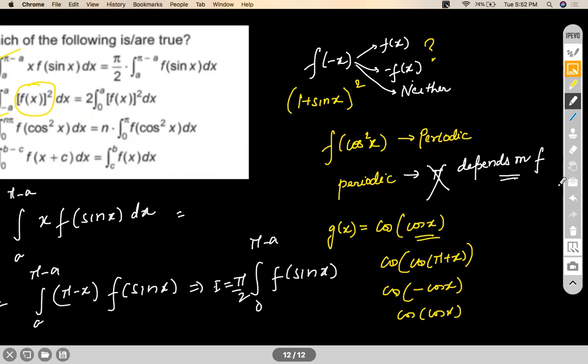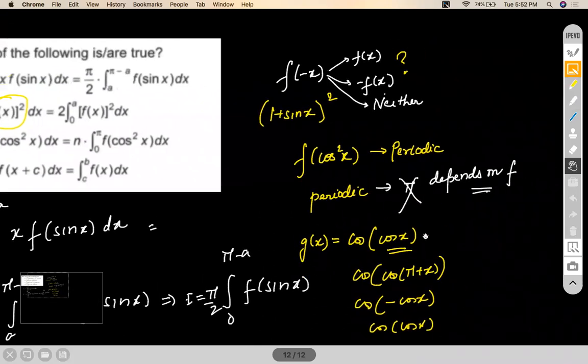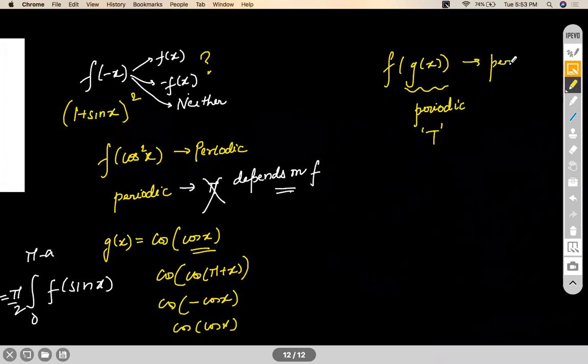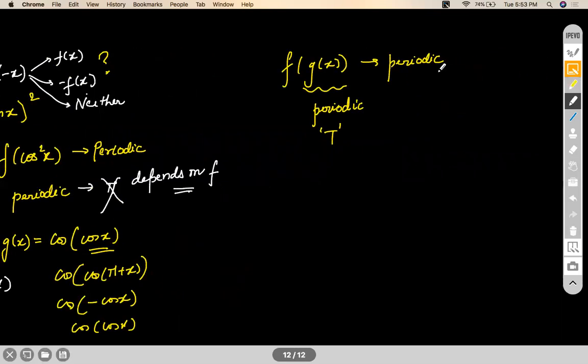So could you please repeat? See, I'll give you a very generic idea. f of g of x. If g is a periodic function, let's say with period t, then this will be periodic, no doubt about that, but not necessarily with a period t. That is what I want to say. It depends on f actually.